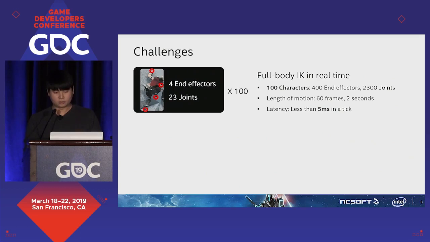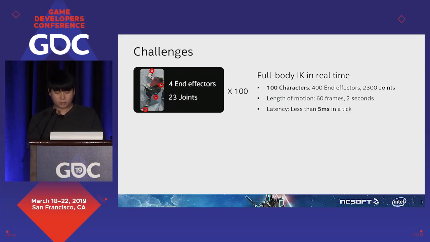Our character has 4 end effectors, which are both hands and feet, and there are 23 joints inside the body for full body IK. And to render at higher than 60 FPS, our IK server must finish its job within 5 milliseconds for each tick.